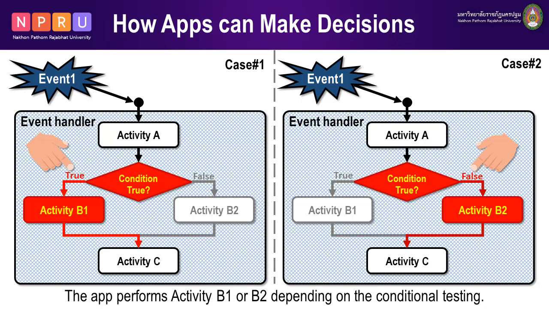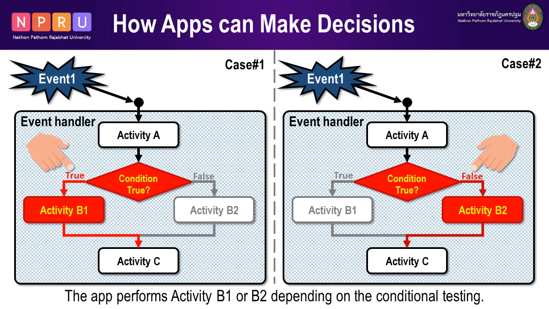For example, a game app might check if a player's score has reached 100. A location-aware app might ask if the phone is within the boundary of some building. Our app can ask us questions, and depending on the answer, proceed accordingly.